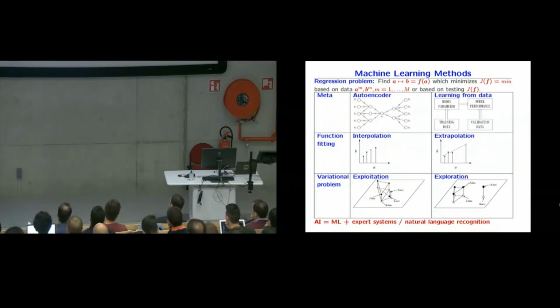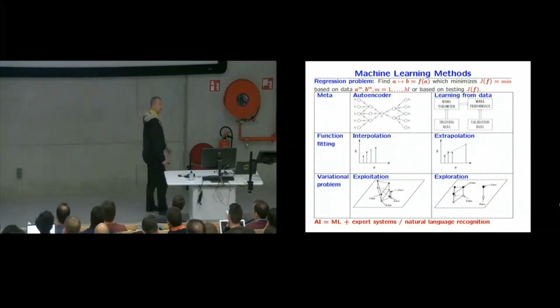And when we are solving more the variational problems, if you have to identify a complete function, in this case we can do what is called exploitation. So exploitation essentially means we can do some gradient method. So we use the neighborhood of our functions or our parameters. And in some cases we may not be confident that we are sliding down the right minimum. In this case we need to do some exploration.